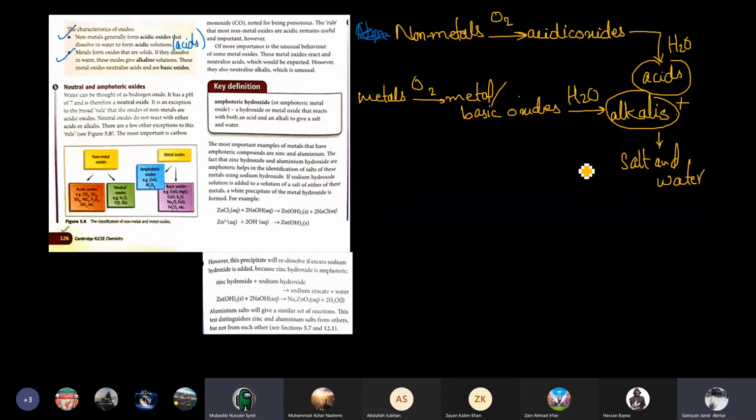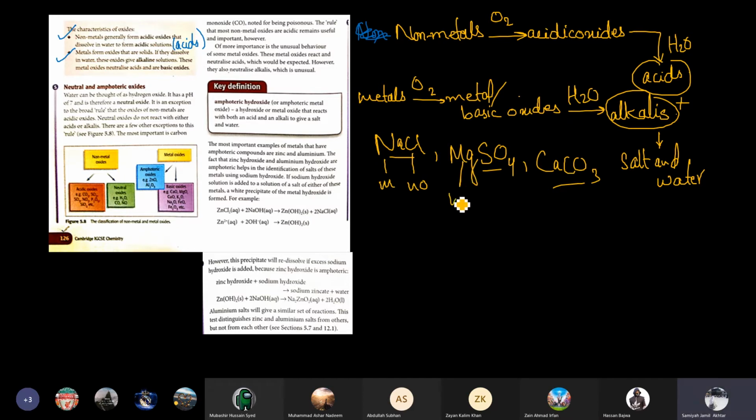Ma'am, what exactly is salt? Salts are the combination of metals and non-metals. Whatever salt you pick up, like if you take chloride, like sodium chloride, if you take sulfate, like magnesium sulfate, if you take carbonate, like calcium carbonate, all of these are salts. Sodium is a metal, chlorine is a non-metal. Magnesium is a metal, sulfur and oxygen are non-metals. Calcium is a metal, carbon and oxygen are non-metals.